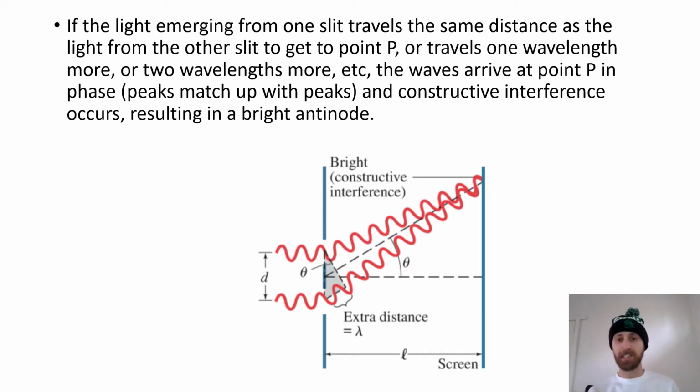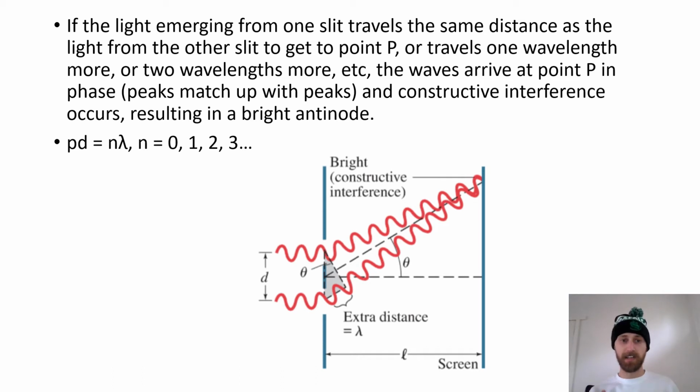So what happens is that we've got a path difference which is equal to one wavelength, and that tells us that we're going to get constructive interference at that point on the screen. We've got this equation which basically tells us that if the path difference is equal to some whole number times the wavelength, then we get an antinode, a bright spot forming.